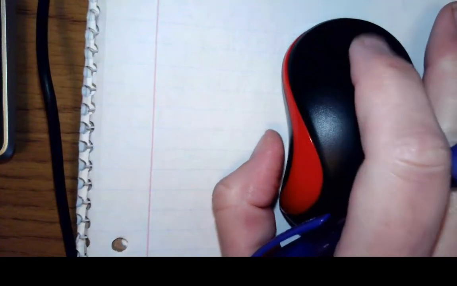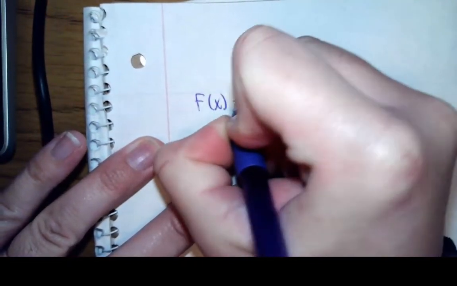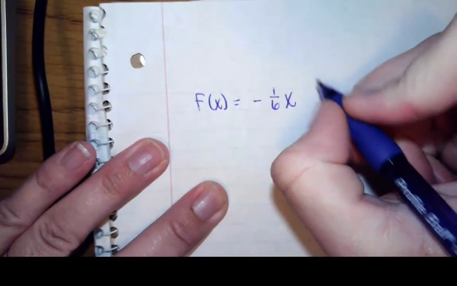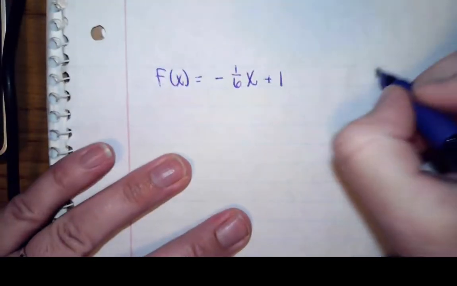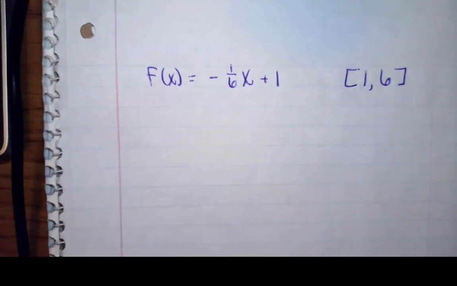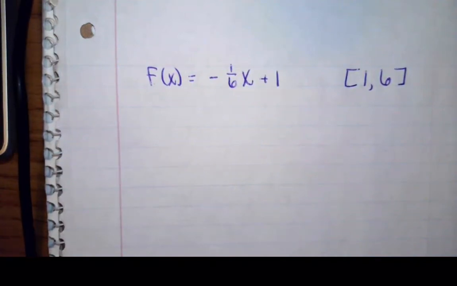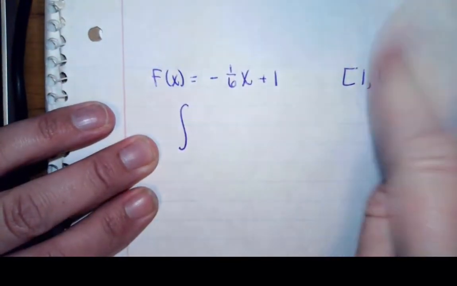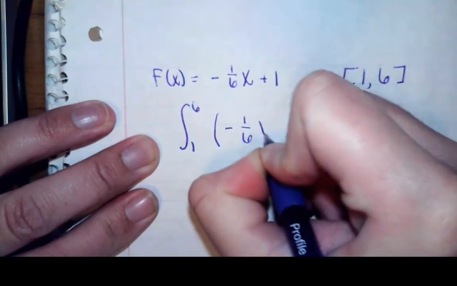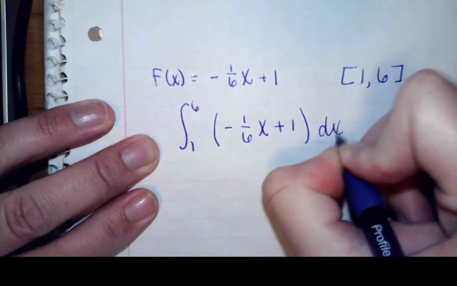Okay, so let's look at number 2. We have f of x equals negative 1/6 x plus 1. And I'm integrating between 1 and 6. And we're also using the fundamental theorem of calculus. Okay, so the fundamental theorem of calculus simply says that I can use definite integrals to find area under the curve. So what is my method? I am going to integrate from 1 to 6. My integrand is negative 1/6 x plus 1 dx.